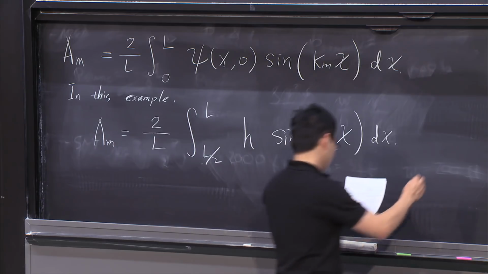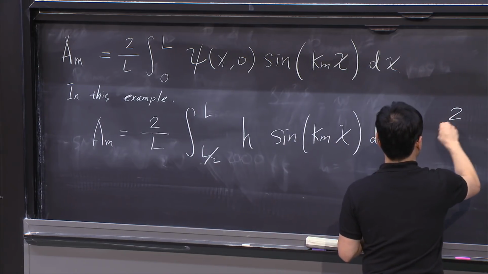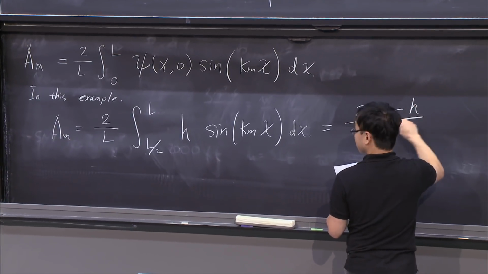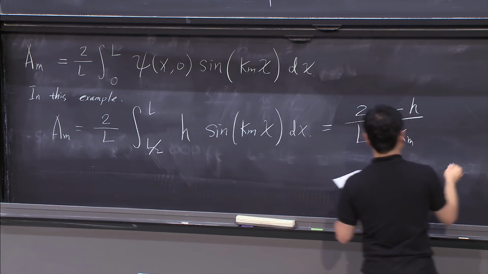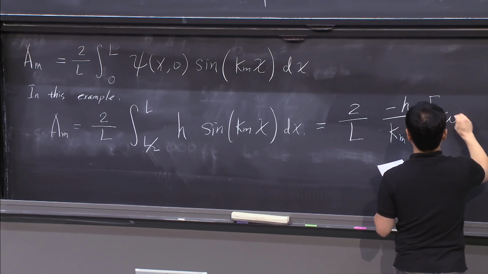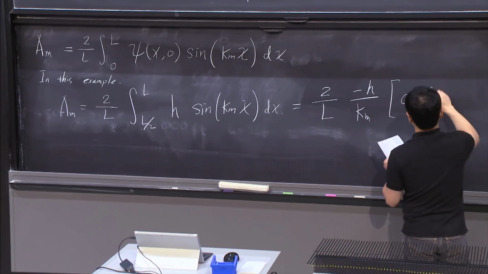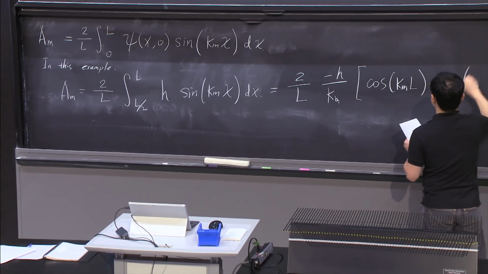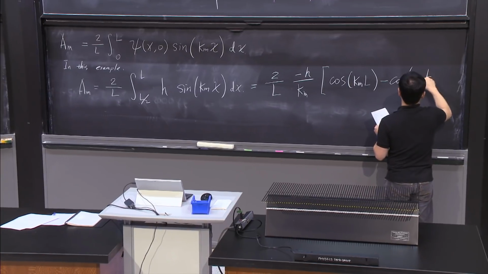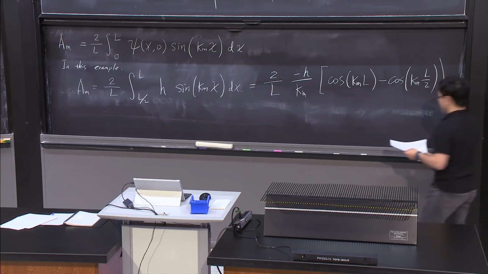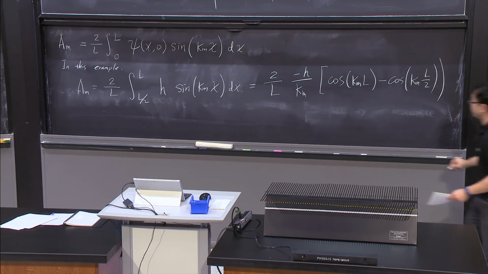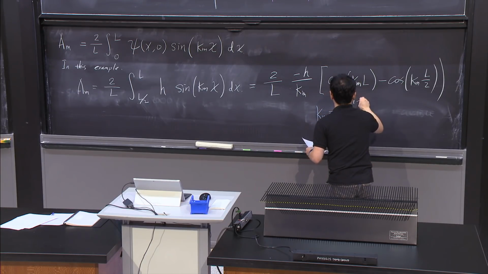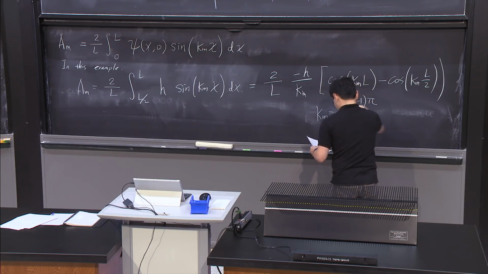Doesn't look that horrible. And this will become 2 over L times minus h over k_n, and basically this will become cosine k_n evaluated at L minus cosine k_n evaluated at L over 2. And where this k_n, as just a reminder, is actually equal to (2n minus 1) pi divided by 2L.